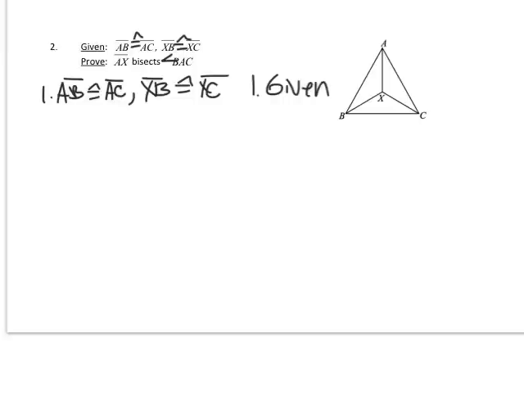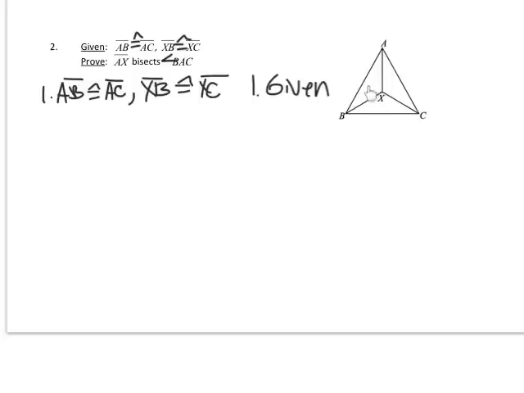All right, so let's look at the next one. I'm given the triangle with some triangles inside of it, and I have AB congruent to AC, and XB congruent to XC. And I'm going to prove that AX bisects angle BAC. Well, think about what it is for an angle to bisect another angle. Basically that means that these two angles have to be congruent.